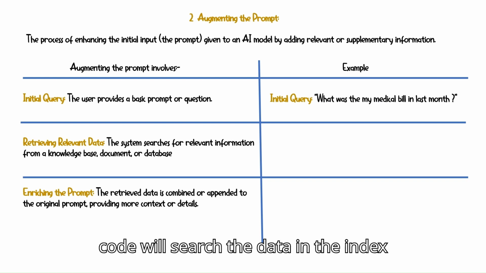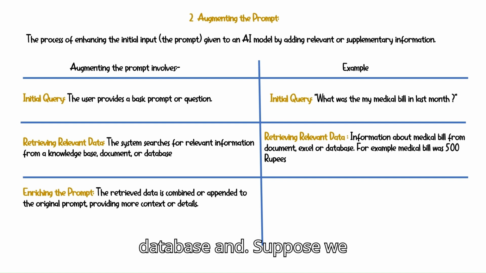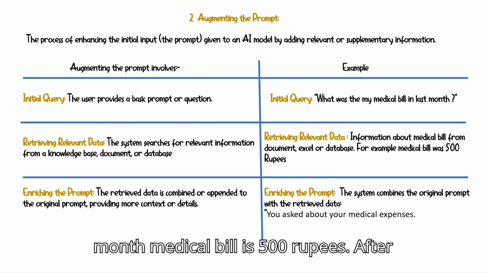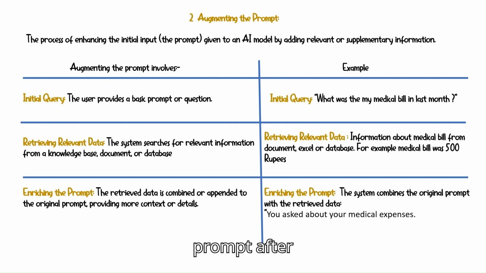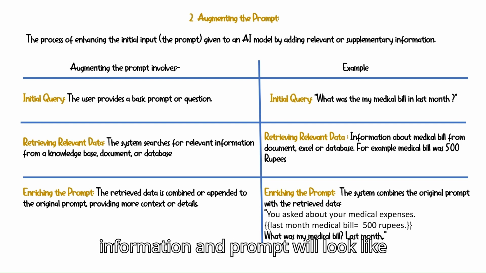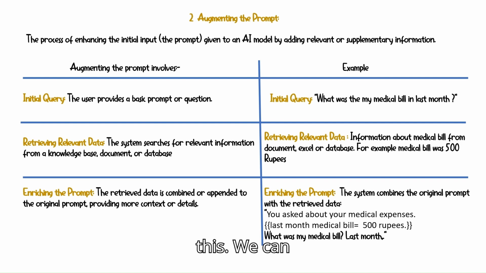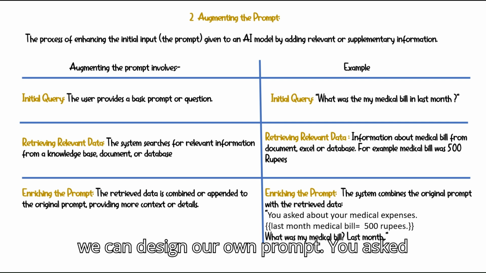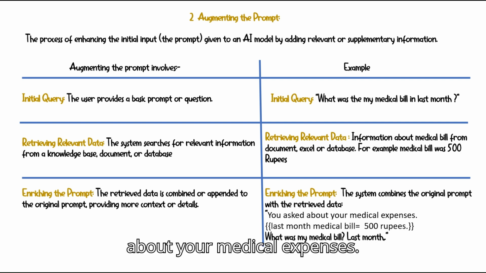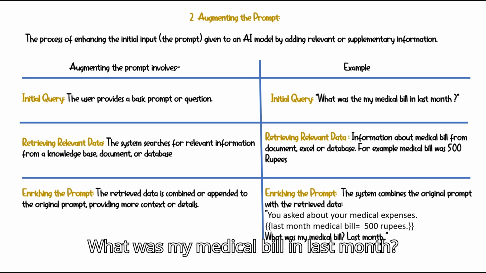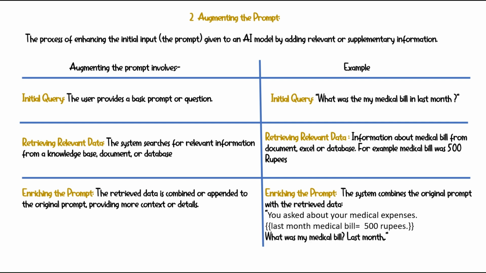Let's understand through an example. Suppose we created the vector index of our credit card bill. If we ask the question what was my medical bill in the last month, then the code will search the data in the index database, and suppose we find that my last month medical bill is 500 rupees. After appending the retrieved information to the prompt, the prompt will look like this. We can design our own prompt.